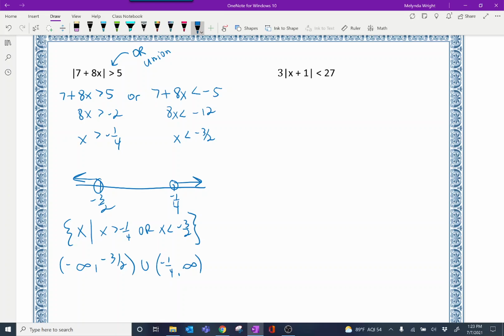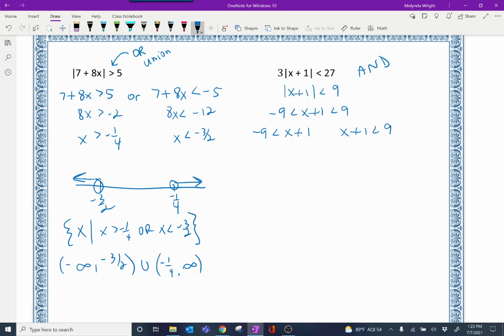So let's isolate the absolute value, divide by 3. 27 divided by 3 is 9. So this is a less than or an and. Okay, so let's split it apart. So I have -9 less than x plus 1 less than 9.